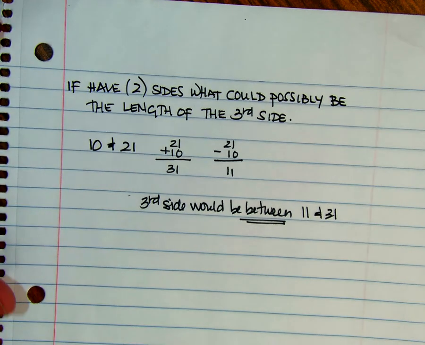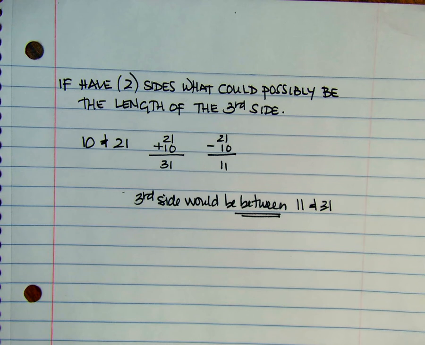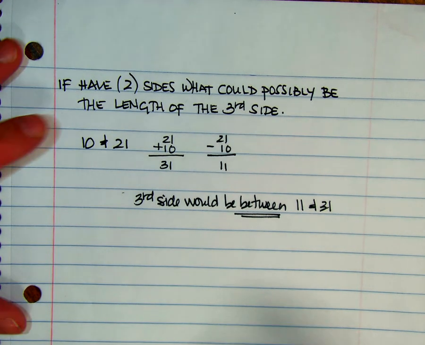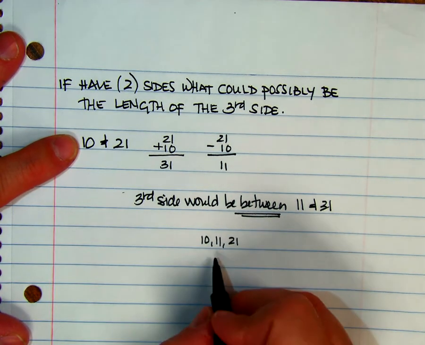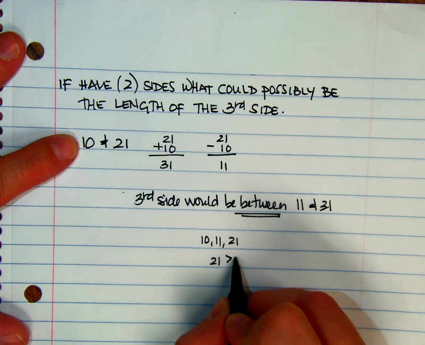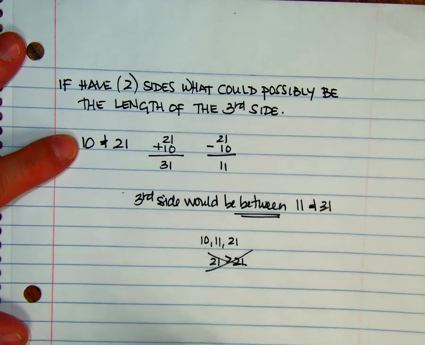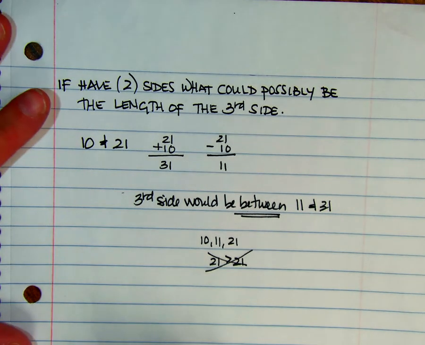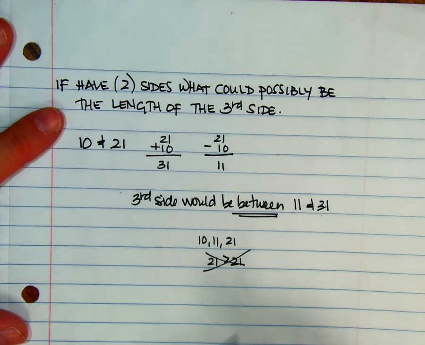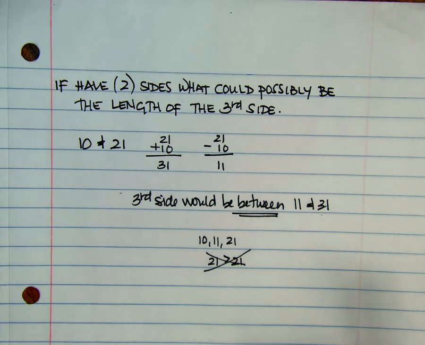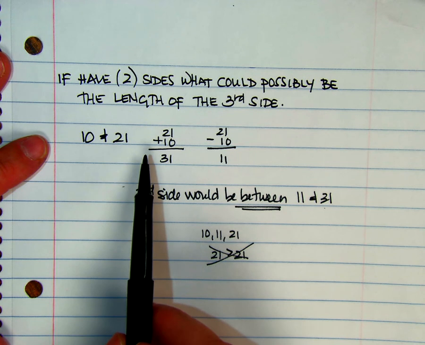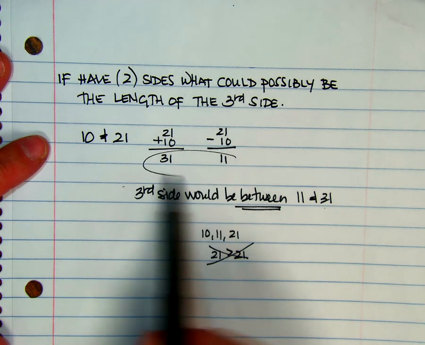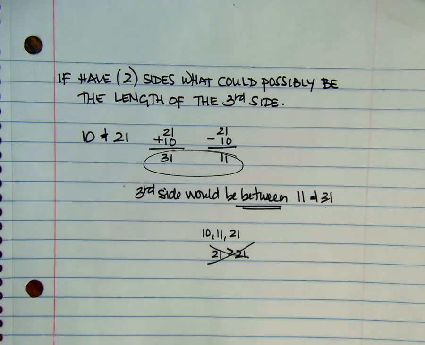and 31. The reason why between is a key is because it cannot be 11, because if I have 10, 11, and 21, I would have that 21 is greater than 21, and that does not work. So it has to be greater than 11, and it has to be less than 31. So it can be all the decimals, fractions, and the weird numbers in between 11 and 31. So again, in order to find the third side, you would add them and you would subtract them, and those 2 numbers are going to be your range.